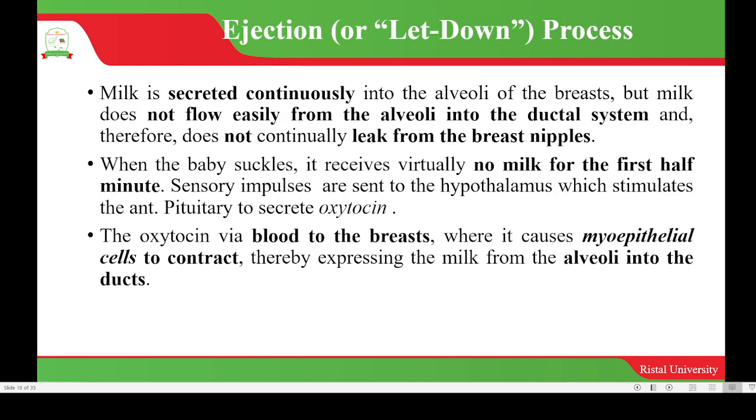Ejection, or the milk letdown process. Milk is secreted continuously into the alveoli of the breasts, but milk does not flow easily from the alveoli into the ductal system, and also does not continually leak from the breast nipples. When the baby suckles, it receives virtually no milk for the first half minute. Sensory impulses are sent to the hypothalamus, which will stimulate the posterior pituitary gland to secrete oxytocin, which goes via blood to the breasts, where it causes myoepithelial cells to contract, and this causes expressing of the milk from the alveoli into the ducts, and then the baby is able to obtain the breast milk.